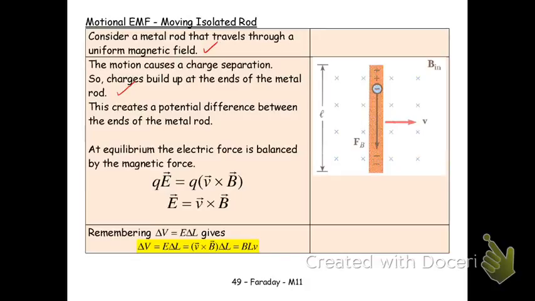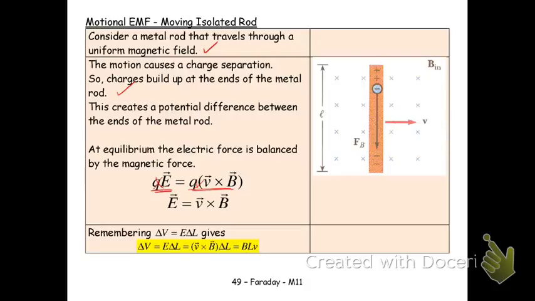This creates a potential difference between the ends of the metal rod. And we say, well, from a magnetic point of view, we have QV cross B. And from an electric point of view, we have Q times E. And this is the electrostatic force, and this is the magnetic force on a charge carrier. And so we end up with an equilibrium where the two things are balanced. And we can say, well, the Q's go away, and we say our electric field is equal to V cross B.